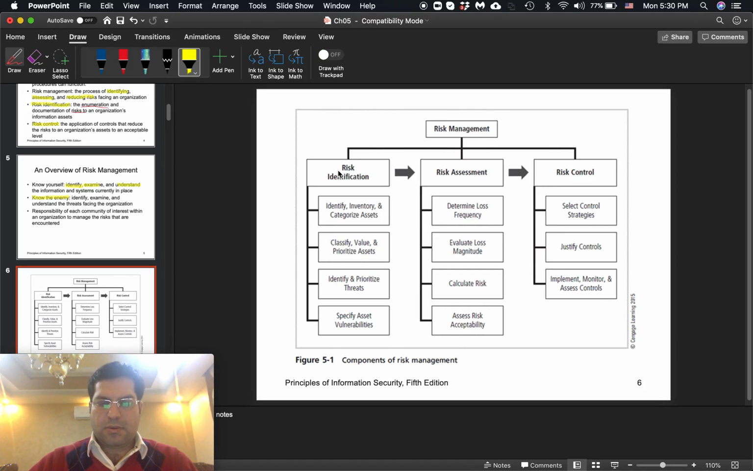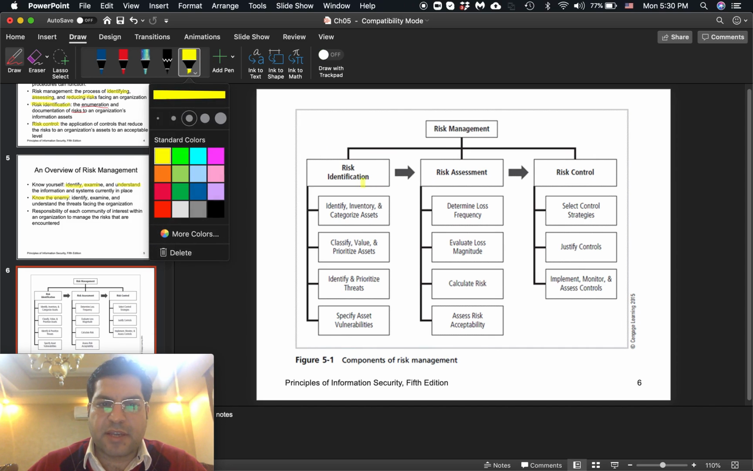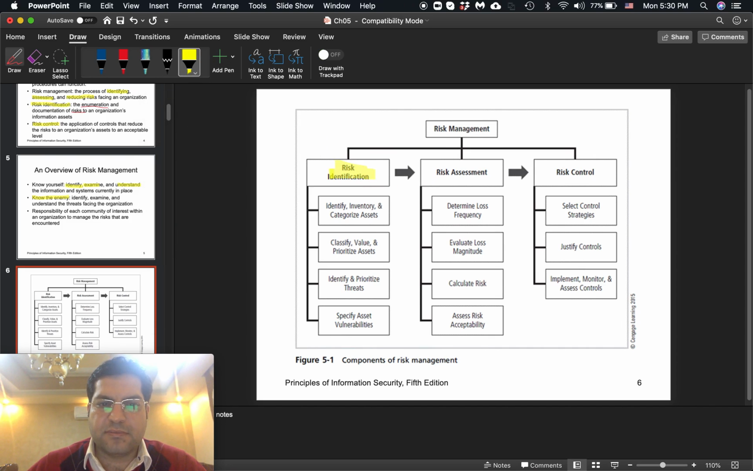So this figure just gives us an overall explanation of the processes of the main functions of security risk management. We start with risk identification, then we have risk assessment, and then we have risk control. In risk identification, we have some functions like identify, inventory, and categorize assets.